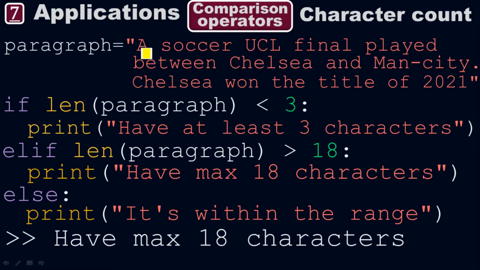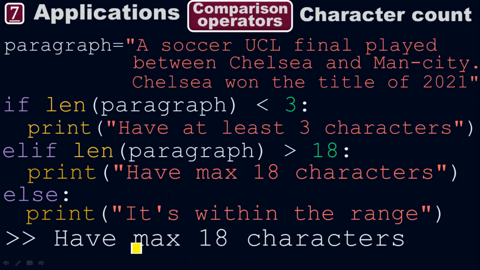We have 1, 2, 3, 4, 5, 6, 7, 8, 9, 10, 11, 12, 13, 14, 15, 16, 17, 18, 19, 20, 21, and so on. So the number of characters is greater than 18. Therefore, the second choice is satisfied. It is true. So we will have this expression, this line in the final output: have maximum 18 characters.